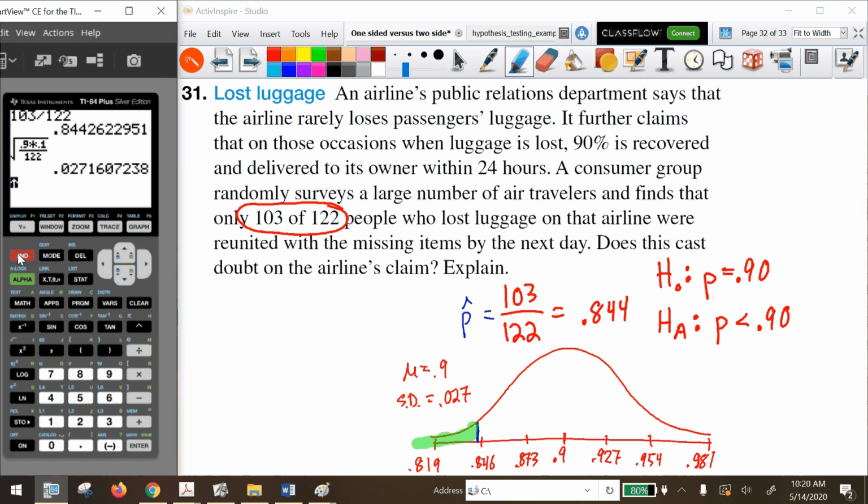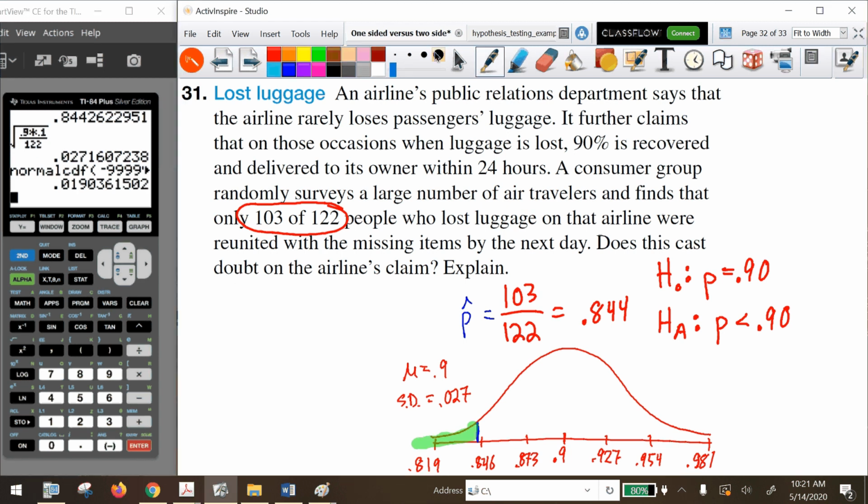So I'm going to do second vars, normal cumulative distribution function. And I'm going to go from negative infinity all the way up to this cutoff value 0.844. My mean for this model was 90% and my standard deviation was 0.027. What is our p-value? Let's see, it's 0.019, so that's still a pretty small p-value.